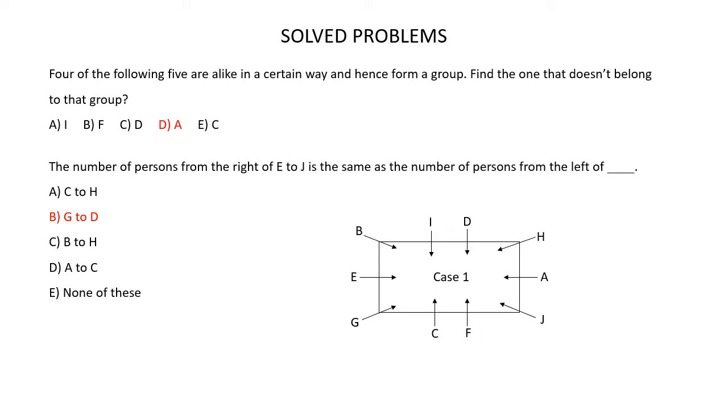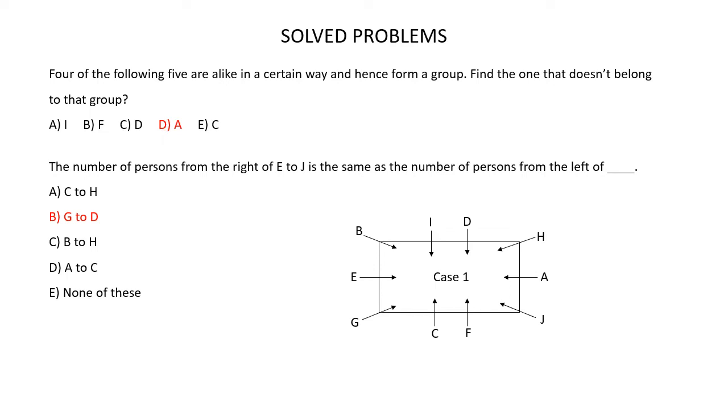Option C, D. D sits on the longer side of the rectangle. Option D, A. A sits on the shorter side of the rectangle. Option E, C. C sits on the longer side of the rectangle. So clearly here, I, F, D and C sit on the longer sides of the rectangle and they form a group. But A sits on the shorter side of the rectangle and is the odd one out. So clearly the correct answer is option D, A.